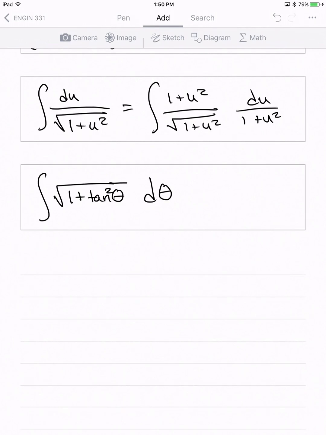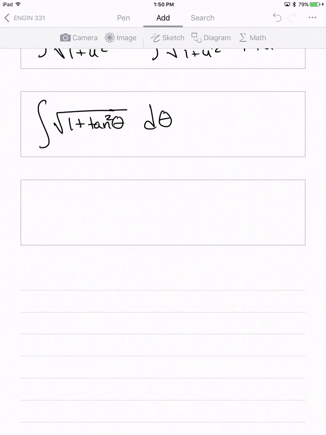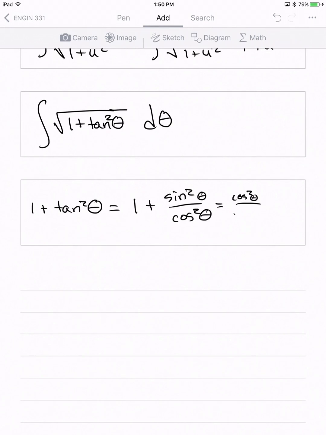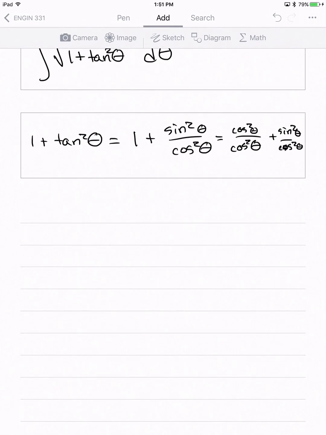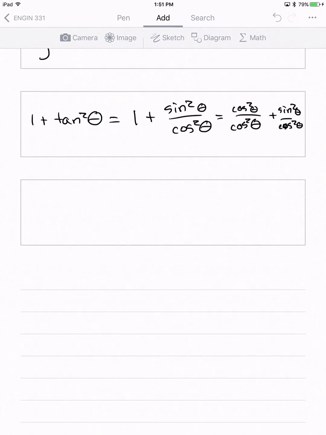Now there's a trig identity that we can use, and that is that 1 plus tangent squared theta is equal to 1 plus sine squared theta over cosine squared theta. And that 1 can be written as cosine squared theta over cosine squared theta. We add that to the sine squared over cosine squared there. So if we simplify using cosine squared plus sine squared equals 1, then what we have is 1 over cosine squared theta.